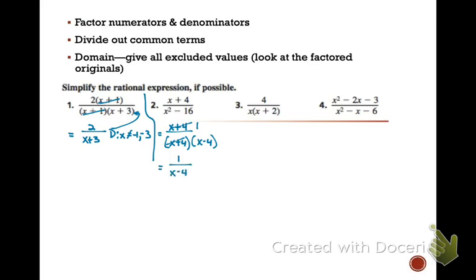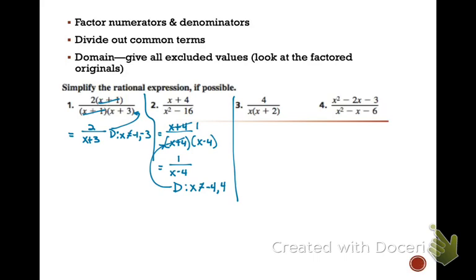Now remember, anything divided by itself is 1. So I'll have a 1 in my numerator over x minus 4. And then I'll look at the step before I simplified, and my domain exclusions are -4 and +4.